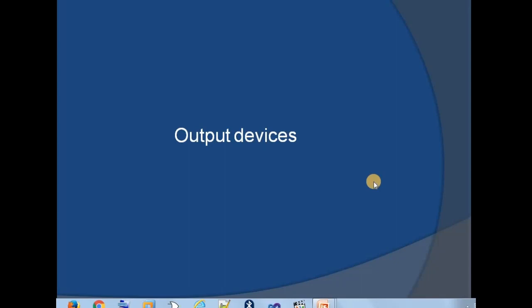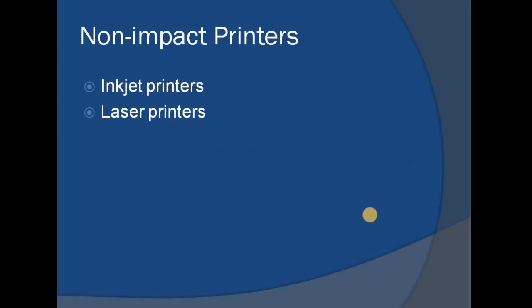In today's video we will continue the discussion of output devices. In the previous video we discussed output devices like printers, and we discussed the impact printers. Why do we call them impact printers? Because there is a mechanical movement between the printer and the paper, and these mechanical devices come in contact with the paper and then the characters are printed.